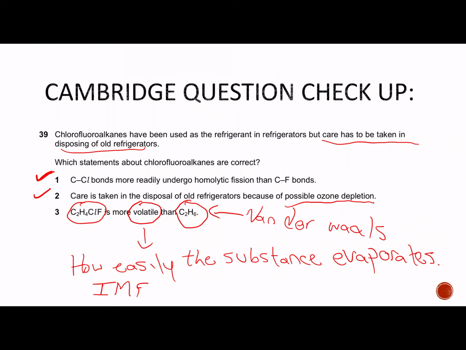Whereas with the chlorine-fluorine here, this is polar, which means that it's at minimum dipole-dipole, so because of the partial positive, partial negative charge in the molecule, there's definitely stronger attraction. Stronger attraction means less volatile, because it is less easy to evaporate, because the molecules are more attracted to each other and less likely to turn into the gas phase. So therefore your answer here would be 1 and 2.